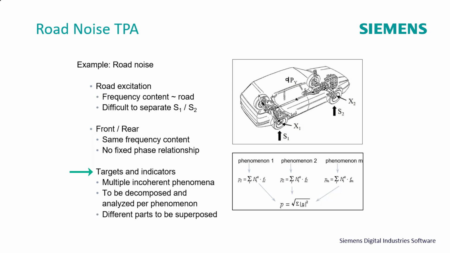So if we look at the target and indicator data, this would be the targets we're investigating, and the indicators are usually accelerometer or strain gauge measurements that are going to be used to calculate the force. Both those targets and indicators have multiple incoherent phenomena acting on them. So what we're going to do is take that data, decompose it into the principal components, and use that as part of the study. And then the last slide there shows that we're going to combine them in an RMS manner.